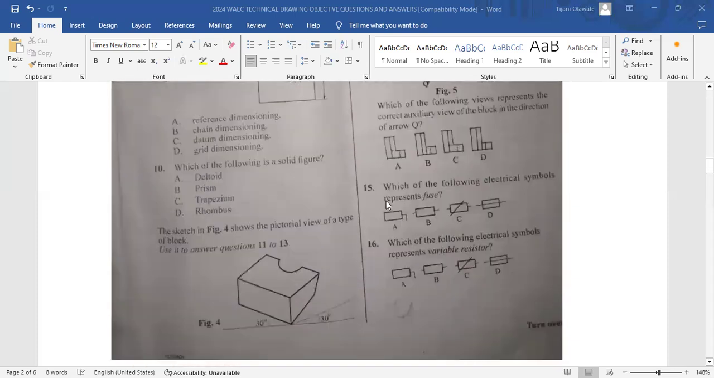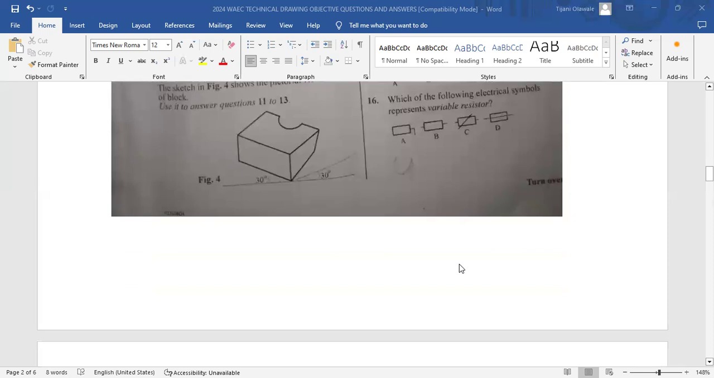Then question 15, which of the following electrical symbols represents a fuse? Option D is the answer to the question. Question 16, which of the following electrical symbols represents variable resistors? Option C is the answer to this question. So option D for 15, and option C for question 16.